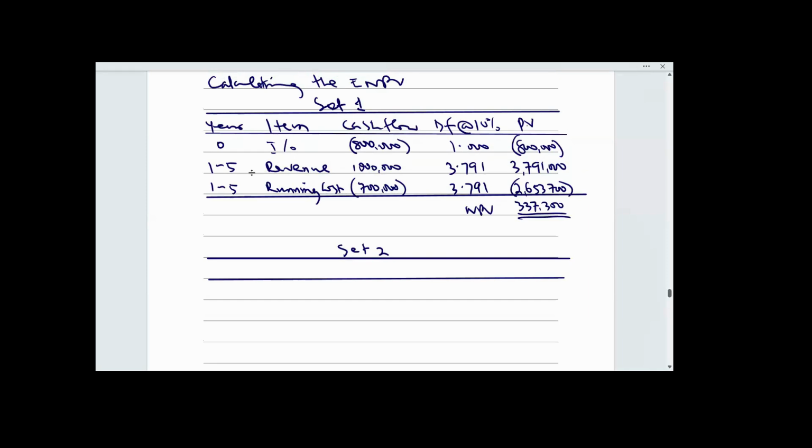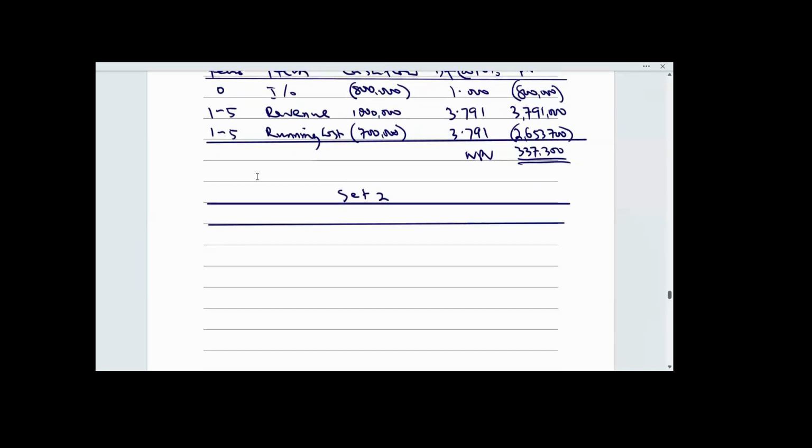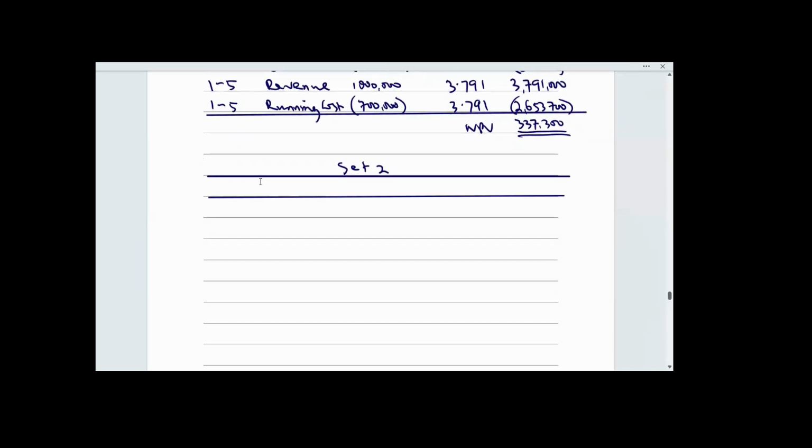Imagine this is a compulsory question. The examiner cannot give you 10 sets. That would be too much, especially at this level.